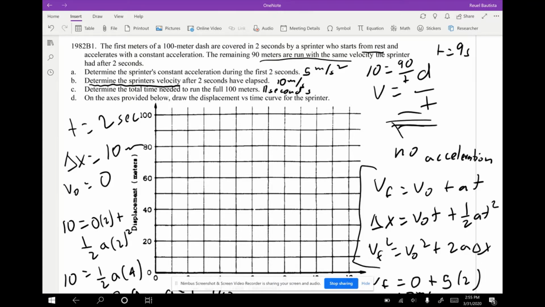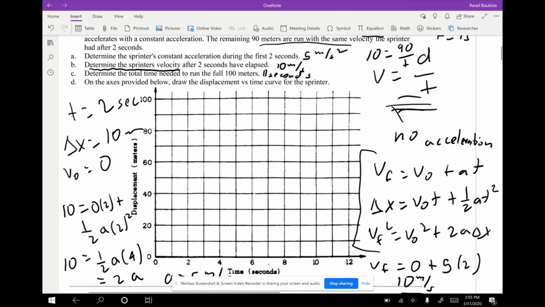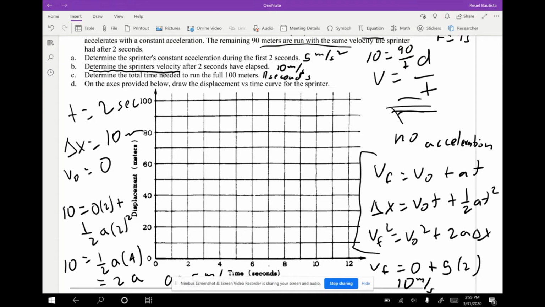So let's look at part D. Part D says: on the axis provided below, draw the displacement versus time curve for the sprinter. So we're going to have to draw the graph and utilize displacement and time. Displacement is our y-axis, time is our x-axis, and we graph our information. So in the beginning, we're obviously going to be at 0 displacement. That's very important to understand.